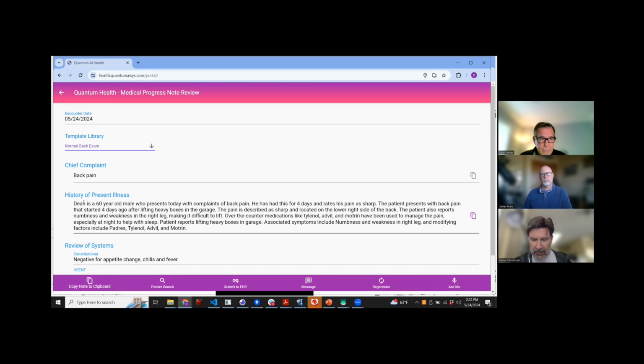Patient presents with back pain. It started 4 days ago, lifting heavy boxes in the garage. Pain is described as sharp. Yeah, sharp, located in the right lower back, right side. Patient also reports numbness and weakness in the right leg, making it difficult to lift. Over-the-counter meds, Tylenol, Advil.